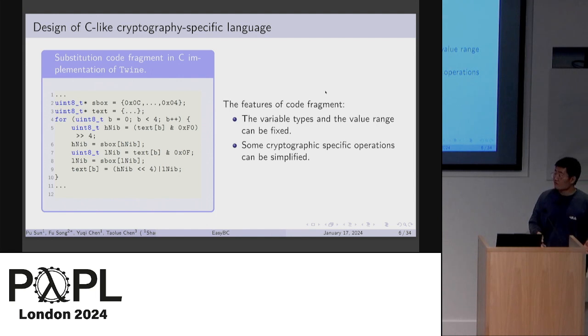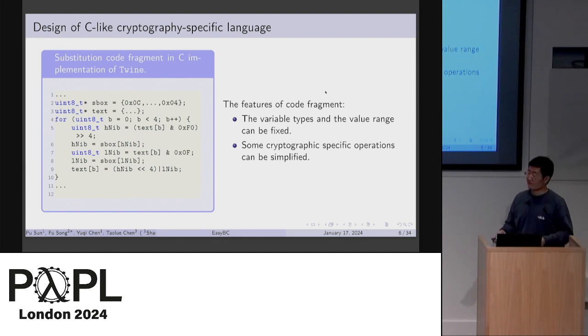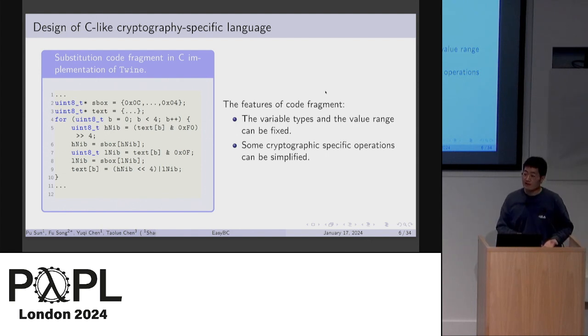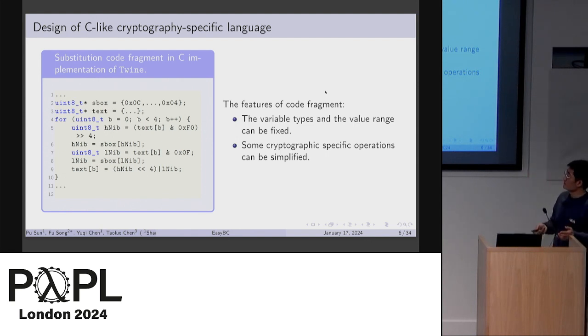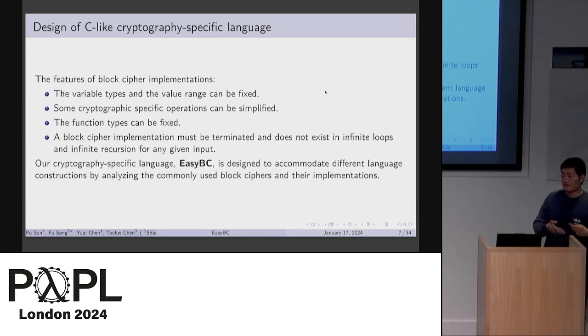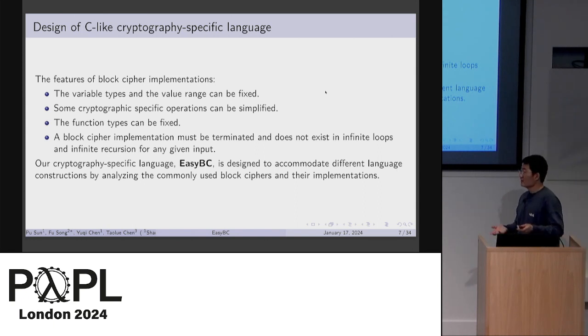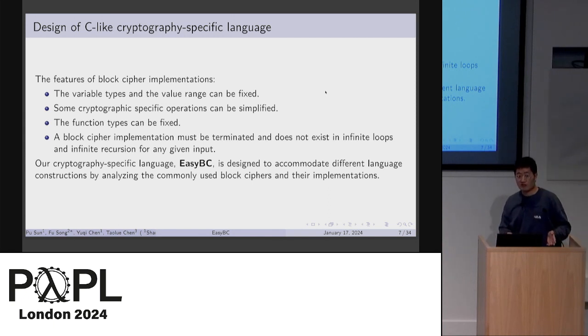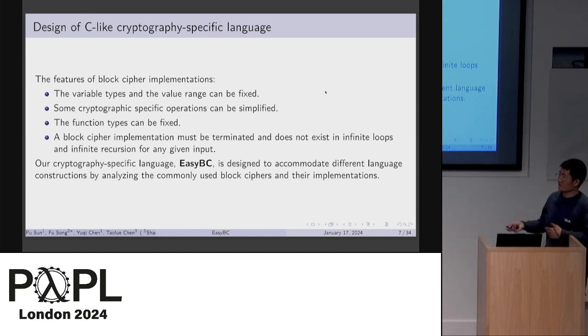Well, the design of a domain-specific language is based on analyzing the block ciphers and their implementations. For example, from the code fragment of block cipher 1, we can extract two features. The first one is that the value types and the value range can be fixed. And the second one is that some cryptographic-specific operations can be simplified. And then by analyzing other commonly used block ciphers and their implementations, we can extract two more features. The third one is that the function type can be fixed too. And the last one is that any given implementation of block ciphers must terminate for any given input.